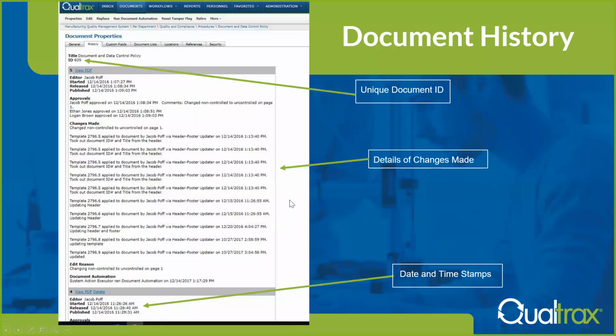And here's an example of one of the documents that we have in the system and some of the information that we're capturing and what it looks like in our system. So you can see every document's going to have a unique document ID. You've got really good details of the changes that were made to documents. You know who the editor was, you know when they happened, you know who was involved in the approval process. And this is for all past revisions of the documents.